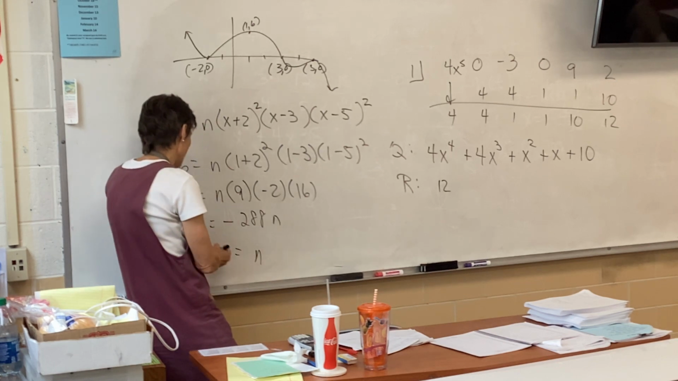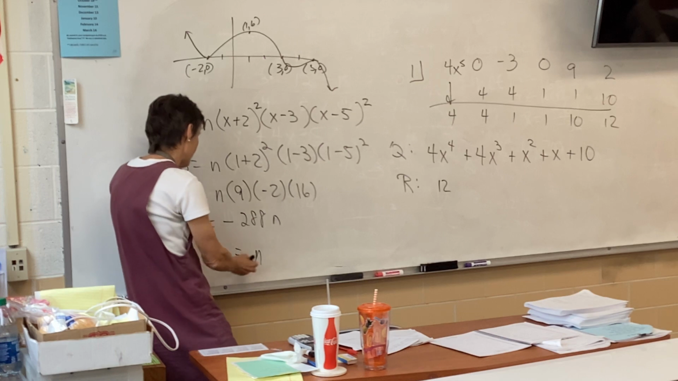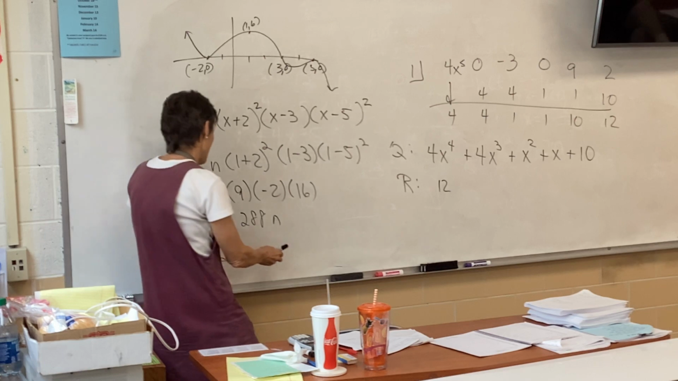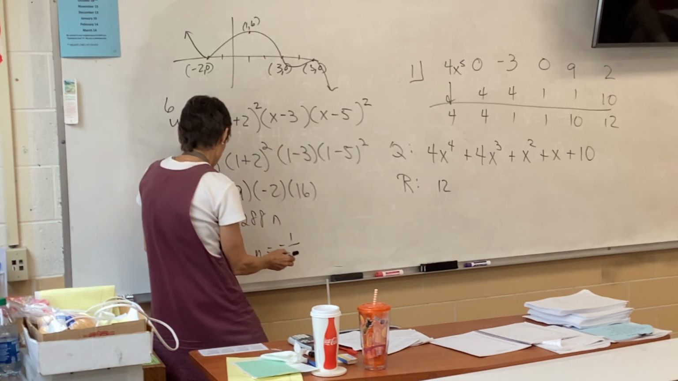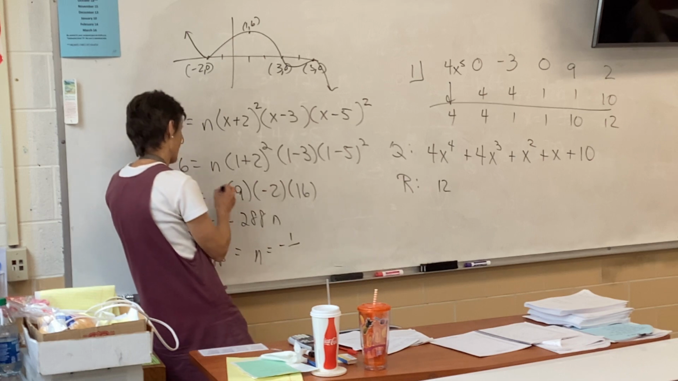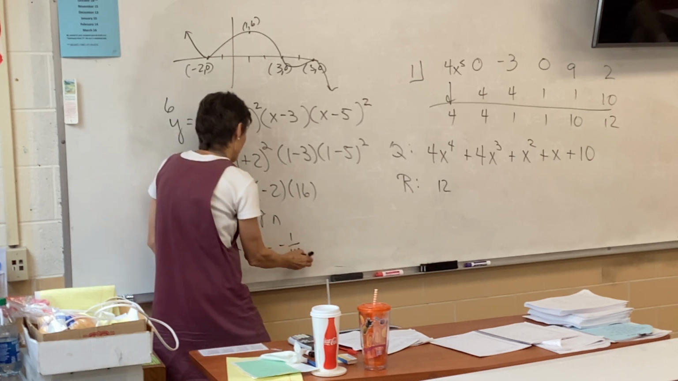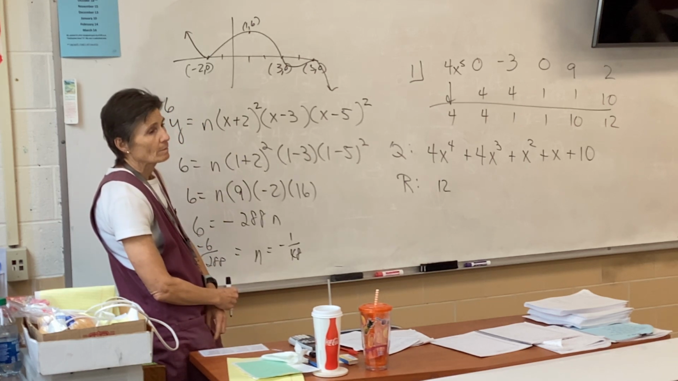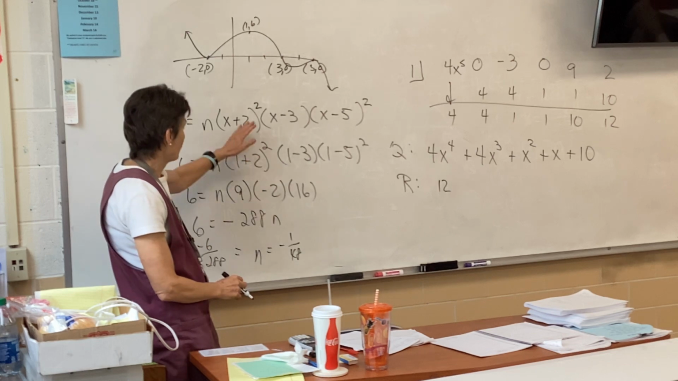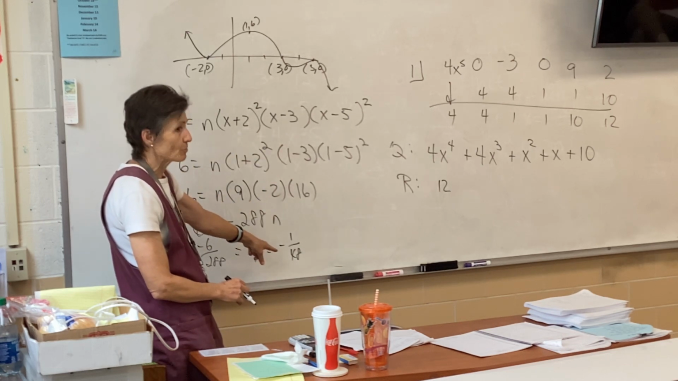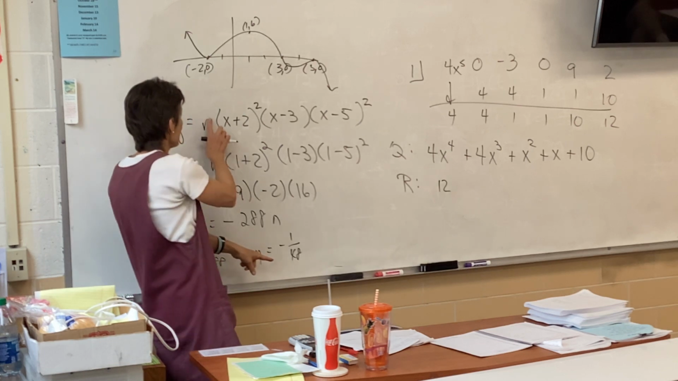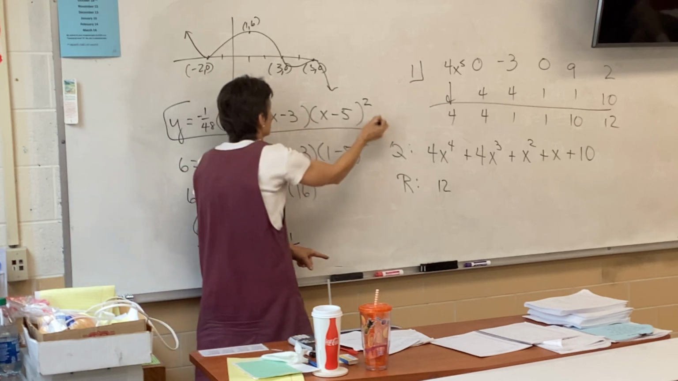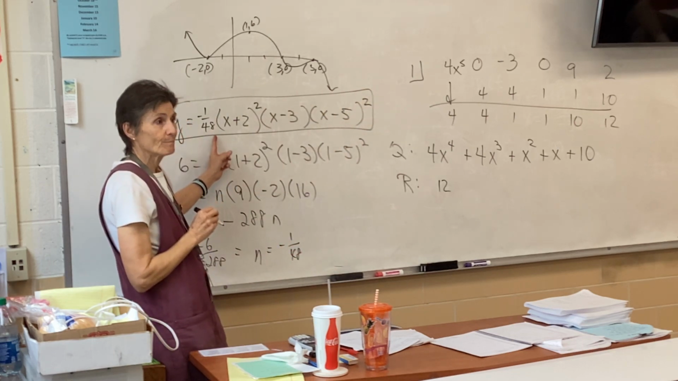So n equals negative 6 over 288, which reduces to negative 1 over 48. That's a lot of work we just did right there, but that is not the answer. Don't put that in the answer blank. The answer is the equation with that number plugged in, right? That's the answer.